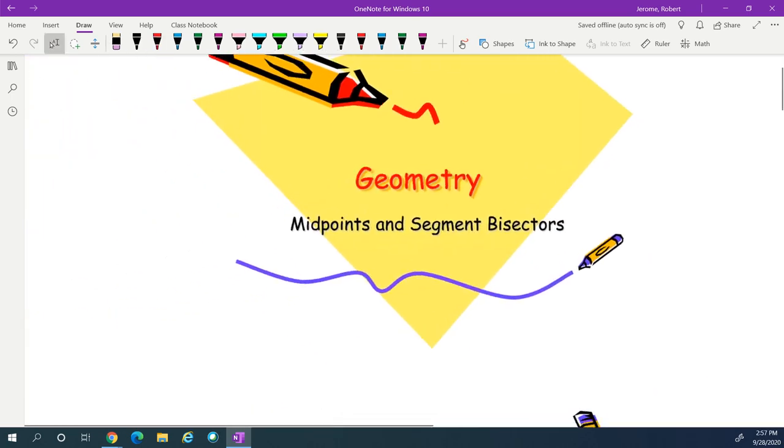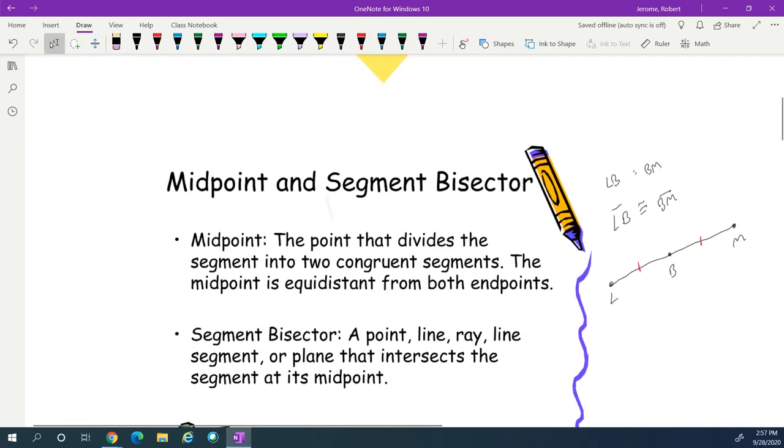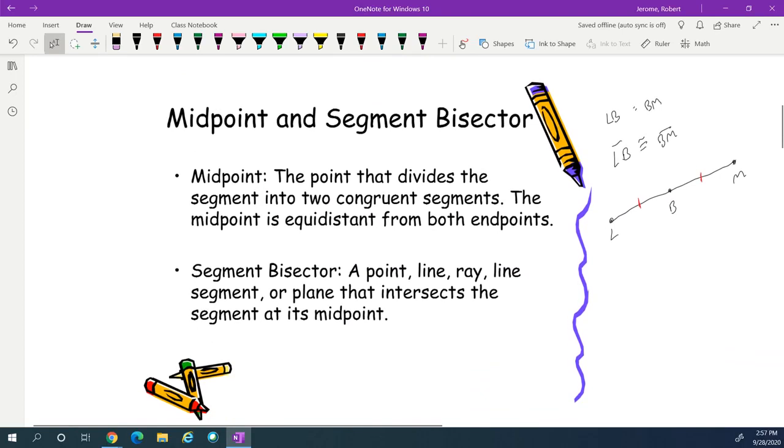So, whoops. Got to work on that screen. All right. As I was saying, if we had a second pair of hash marks on there, that'd be fine too. It just means that they're congruent. And a segment bisector is anything that bisects the segment. So right now, point B is the bisector. The segment LM got bisected. And that's really important language.